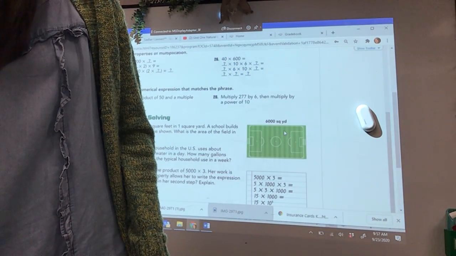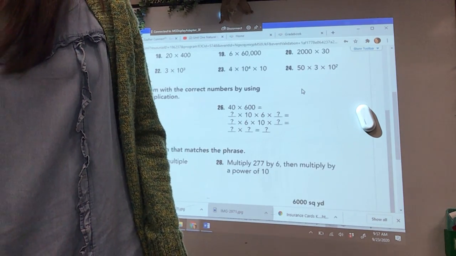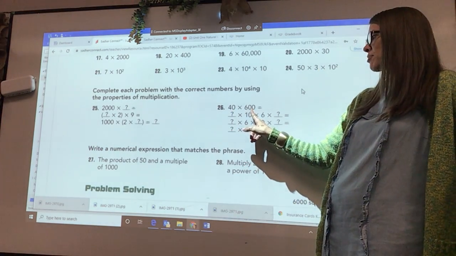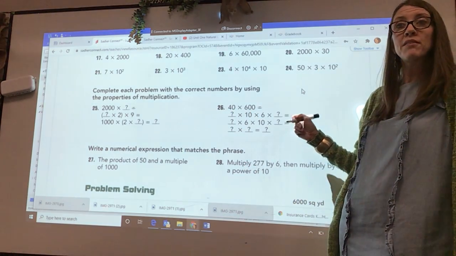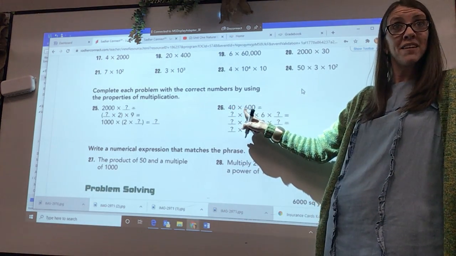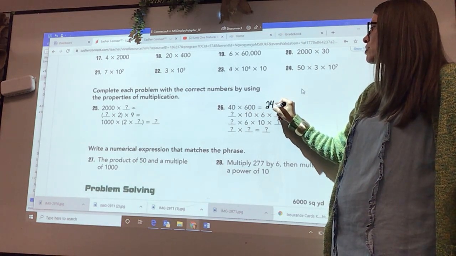If we have, let me try and make this bigger. Here we go. Okay. 40 times 600 equals what? Raise your hand if you know. Non-zero digits are 4 and 6. That means, Shepherd? It is 24,000. 24, and we're going to add those 3 zeros.